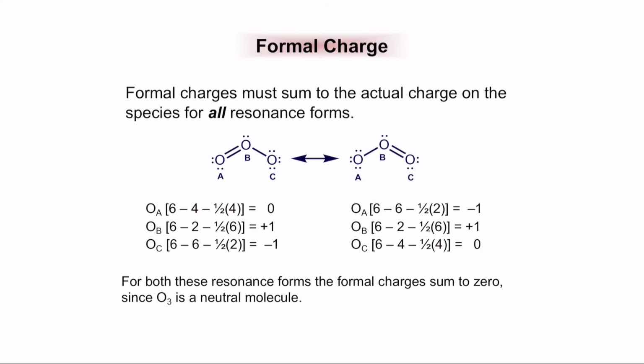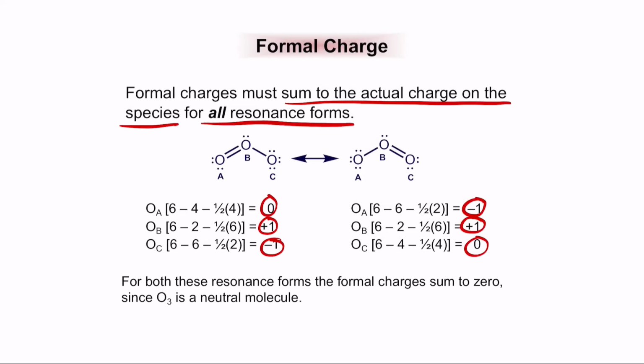Now when you calculate the same for the other oxygens as well, you get 0, plus 1 and minus 1. And if you do the other resonance form, it becomes negative 1, plus 1 and 0. Now, formal charges must always sum to the actual charge of the species for all the resonance forms, which means that the sum of formal charges must be equal to the charge of the molecule. So for both these resonance structures, the formal charges end up giving you a sum of 0. That's the reason why O3 here is a neutral molecule rather than being a charged molecule.